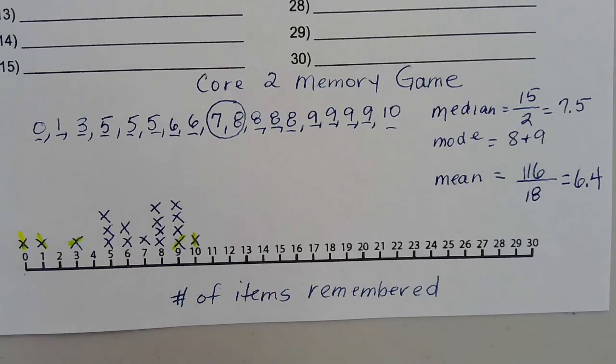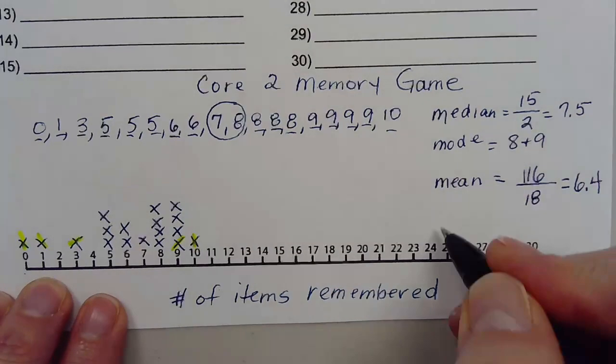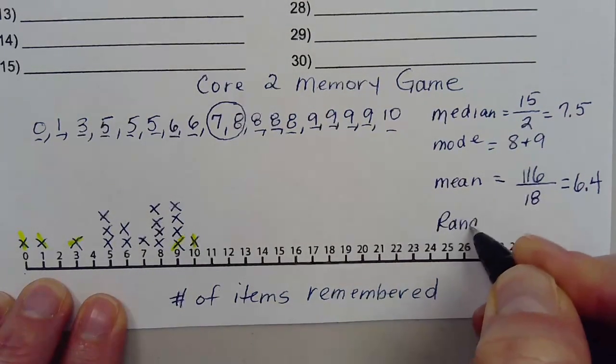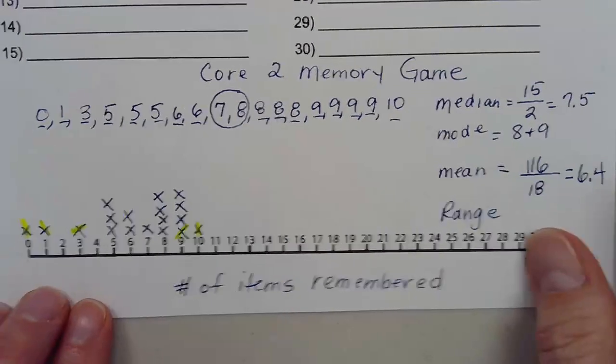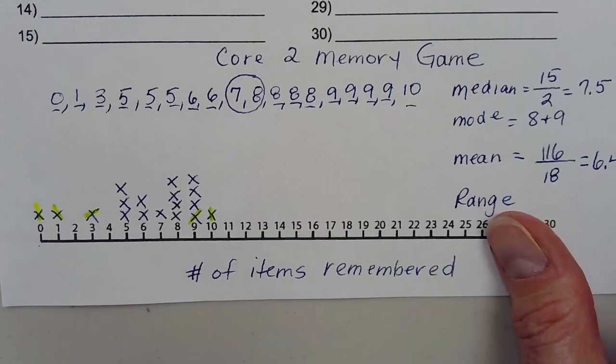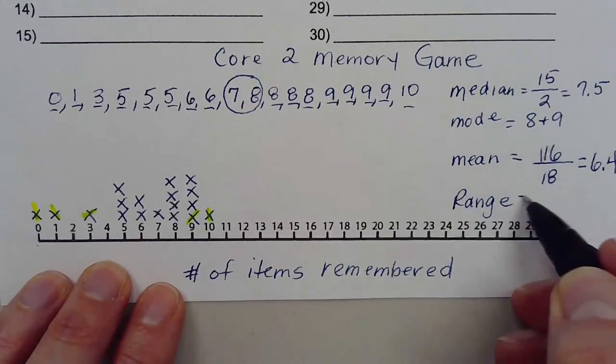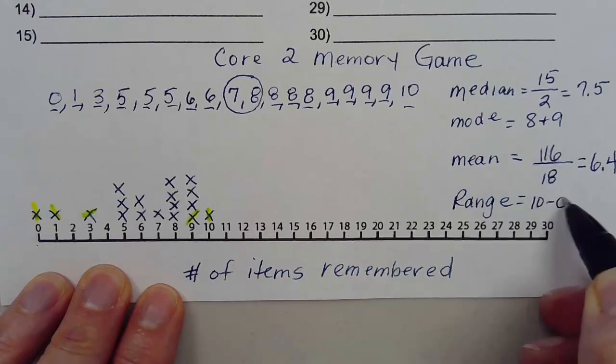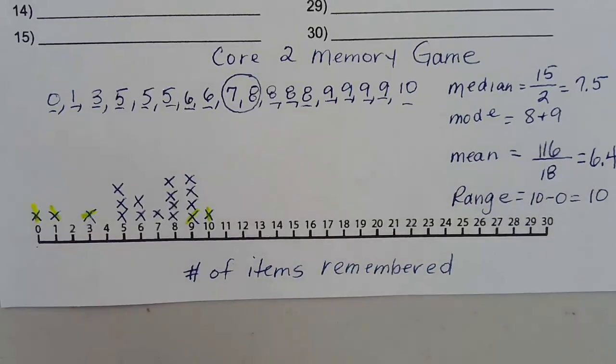Okay, so you can find mean, median, mode. Last one, what's my range? Range. How would I find the range? How am I going to get that? 10 to 10. Equals 10.